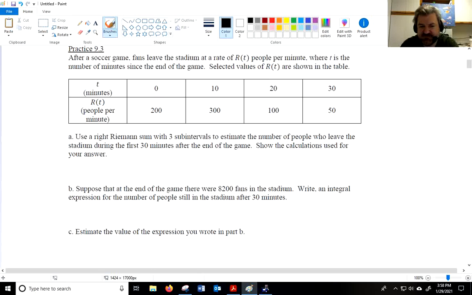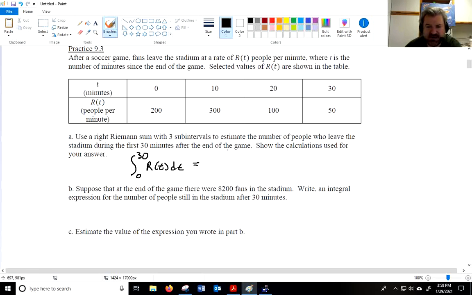You can see that r of t, the rate, is in people per minute, and t is in minutes. We're going to use a right Riemann sum with 3 subintervals to estimate the number of people who leave the stadium during the first 30 minutes after the end of the game. So the number of people that leave the stadium is simply the adding up of all the rates of people leaving for those first 30 minutes. So we're going to say that the number of people that leave the stadium is the integral from 0 to 30 of r of t dt. That's going to add up all those rates.